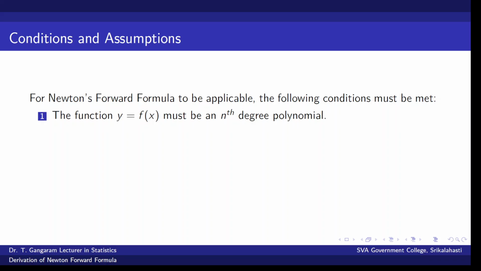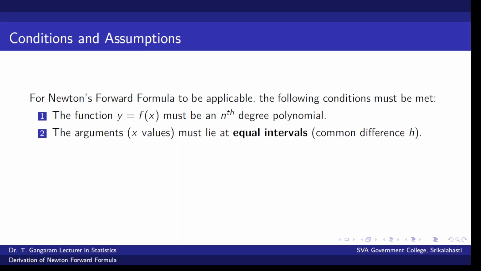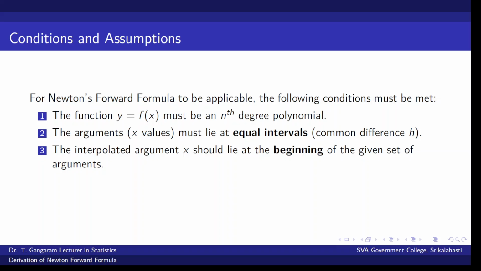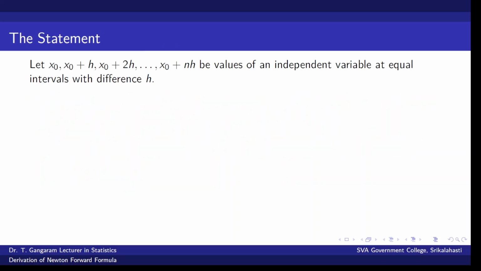The function y is equal to f of x must be an nth degree polynomial and the arguments of independent variable x must lie at equal intervals with common difference h. The interpolated argument x must lie at the beginning of the given set of arguments. We use forward difference operator delta for Newton's forward formula.